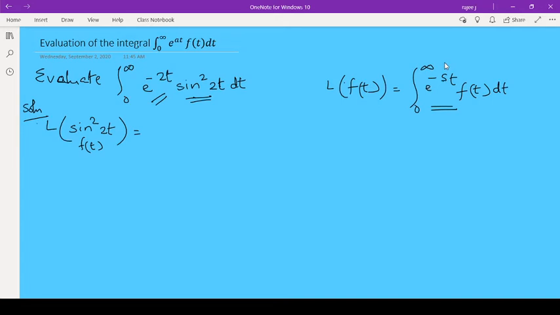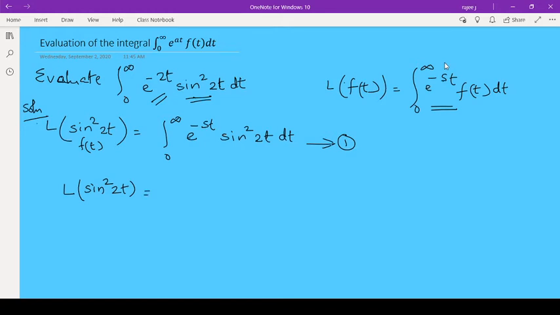So by definition, what is it? Integral 0 to infinity e to the power minus st f(t) dt, where f(t) is sine square 2t. Okay, so now in the question, in place of this s, what you have is 2. So what we are going to do here is evaluate this L of sine square 2t, and then later we will apply the definition of Laplace transform.